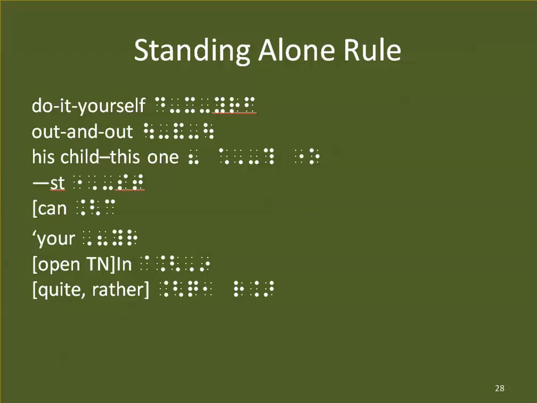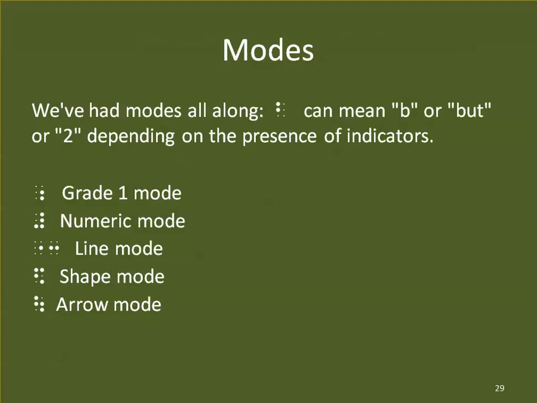Same deal with quite and rather. We have an opening, presumably a space, and then an opening square bracket, Q and a comma, and then a space. So the bracket and the comma do not affect the standing alone status because there are spaces on either side of that entire sequence. The R has a closing square bracket after it, and so it's standing alone as well.